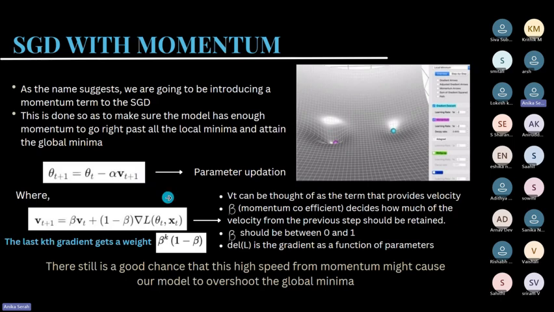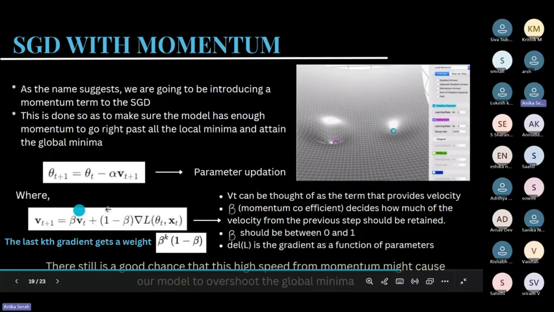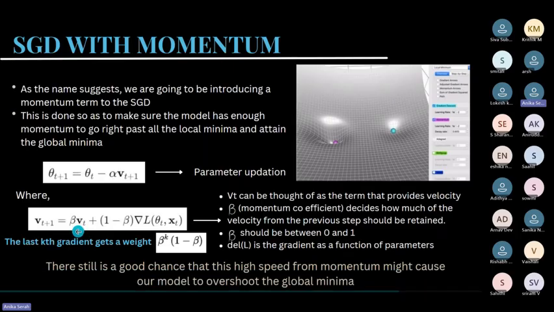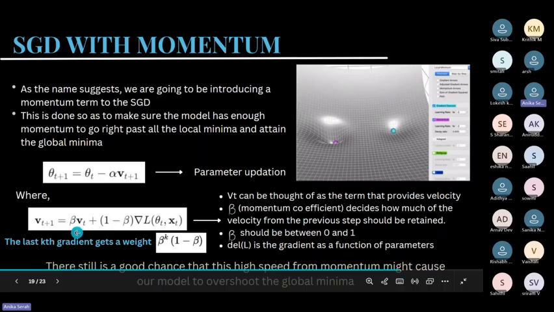So let's get into what exponential moving average exactly is. This formula over here explains that well. This beta is just a hyperparameter that we set, and it's called the momentum coefficient. So how you do it is, the exponential moving average is going to be beta into the previous velocity term plus 1 minus beta into the current gradient.